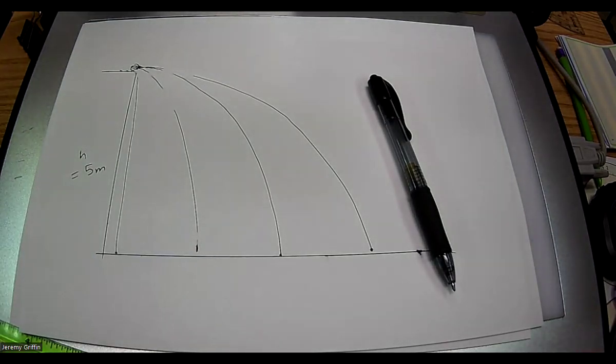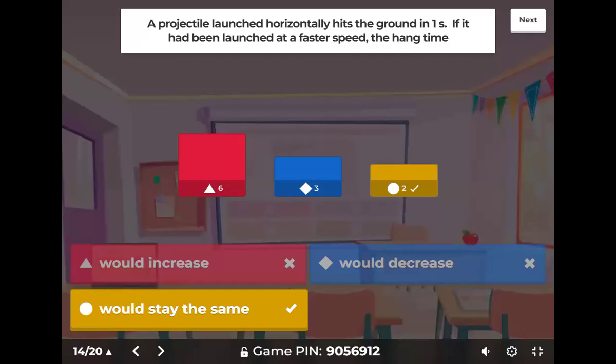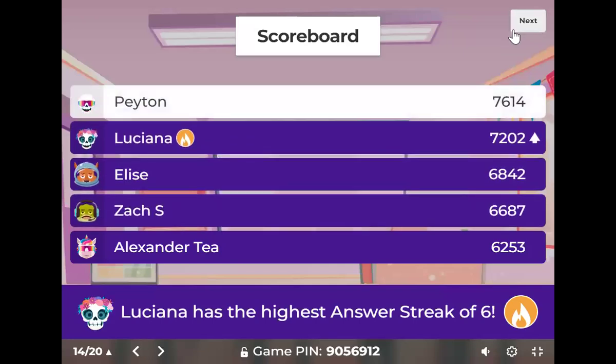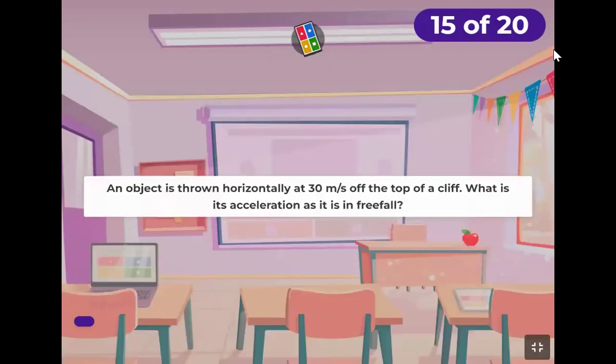Actually, what I said, I'm going to amend a little bit in an upcoming question. I forget how soon. But for now, what I've been telling you guys is it doesn't matter how fast it's going horizontally. They'll fall the same distance in the same time. So it's basically true, right? Oh, Luciana moving up. Peyton's still in the lead.